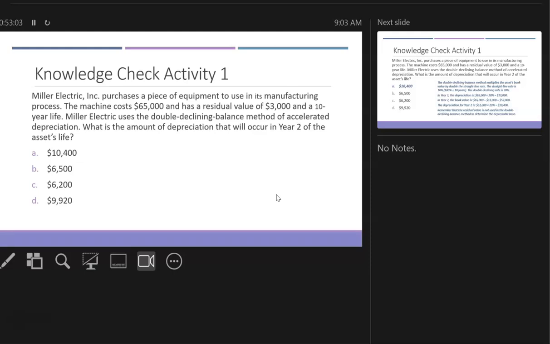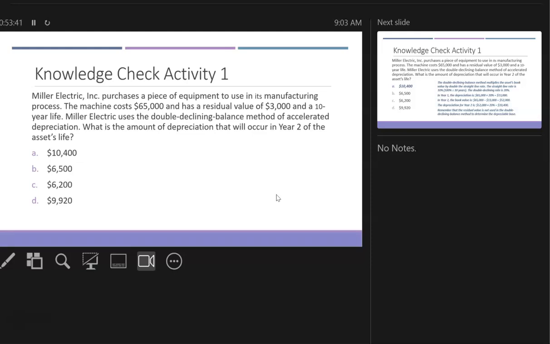Now, Miller Electric Inc. purchases a piece of equipment to use in its manufacturing process. The machine costs $65,000 and has a residual value of $3,000 and a 10-year useful life. Miller Electric uses the double declining balance method of accelerated depreciation. What is the amount of depreciation that will occur in year 2 of the asset's life? Let's just first start with what will happen in year 1.